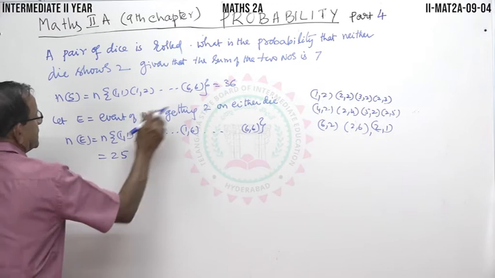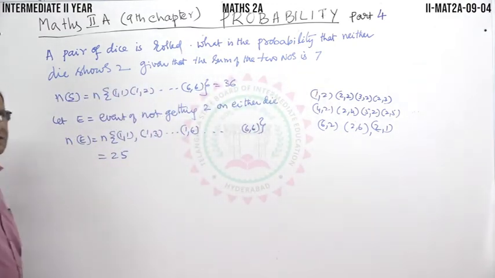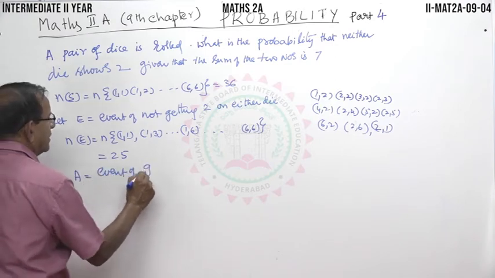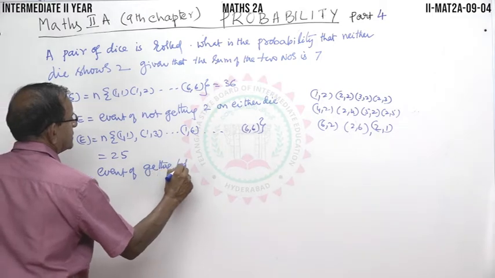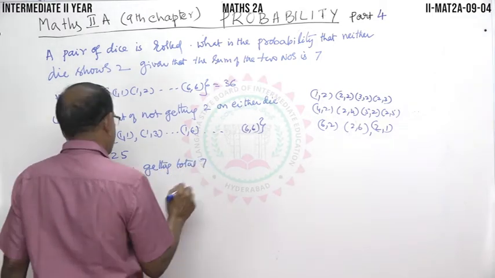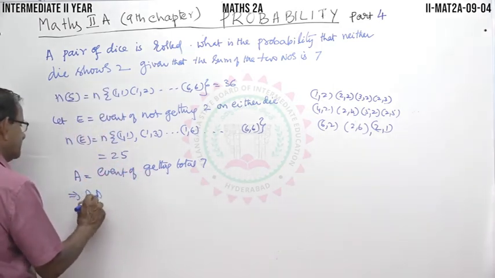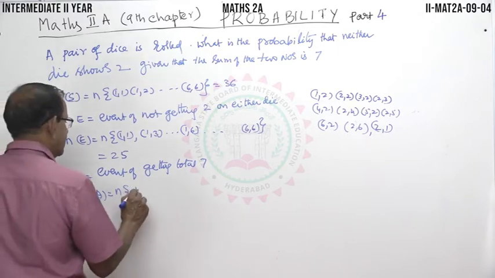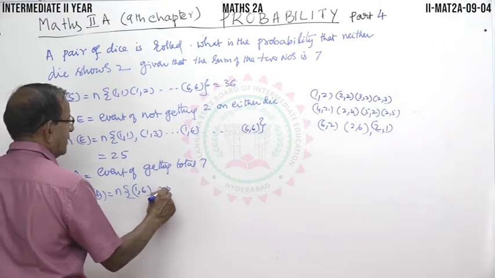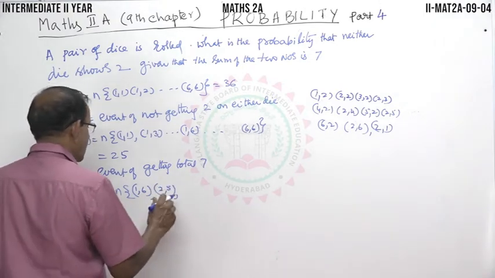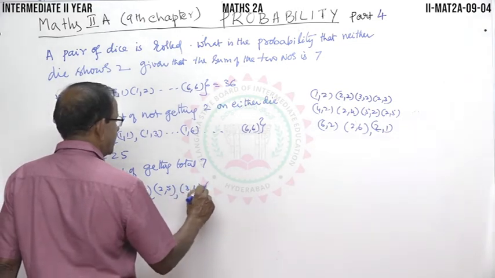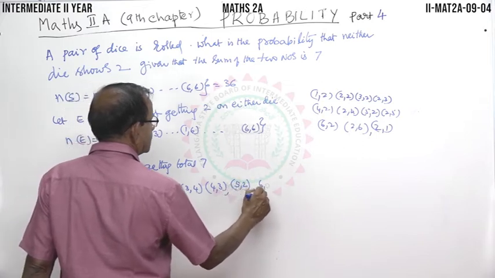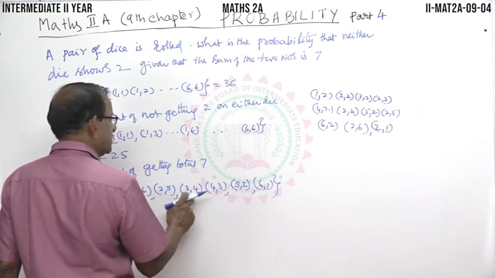And here we shall take this sum of the numbers is 7 as A. A is equal to event of getting total 7. That implies N of A: you take all the pairs whose total is 7. Let us take with 1. 1,6, total is 7. 2,5, total is 7. And 3,4, total is 7. 4,3, total is 7. 5,2, total is 7. 6,1, total is 7. How many are there? 1, 2, 3, 4, 5, 6 are there.